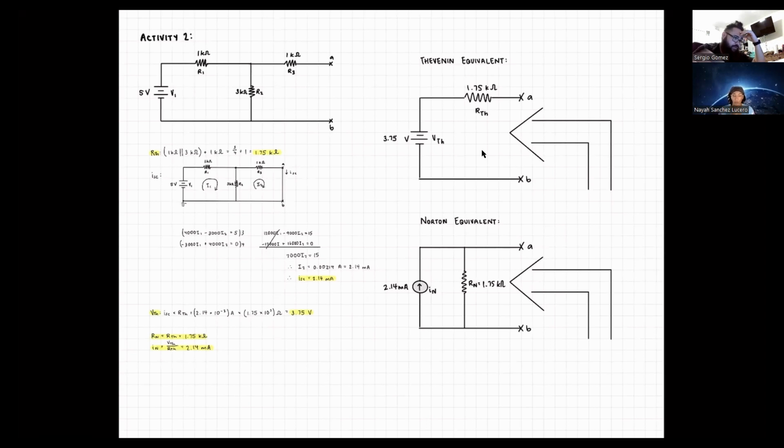Now the Norton equivalent is just the amperage of that circuit, which in our case would be V divided by R, so 3.75 divided by 1.75 kilo ohms gives us 2.14 milliamps. So that is the second one with the Norton equivalent, and that ends up being in parallel with the Norton resistor, which is 1.75 kilo ohms.